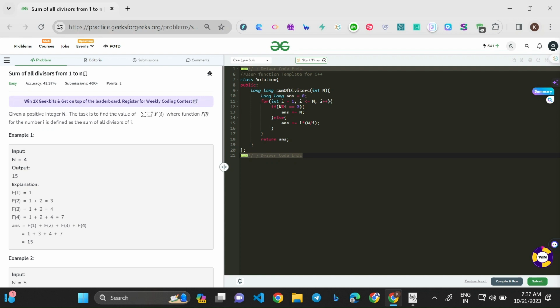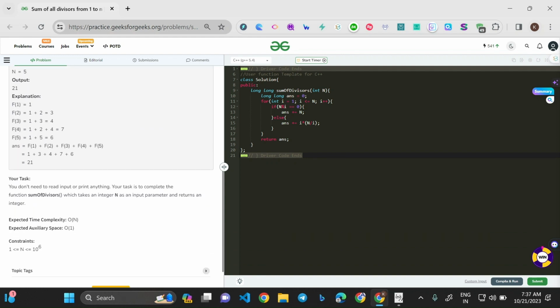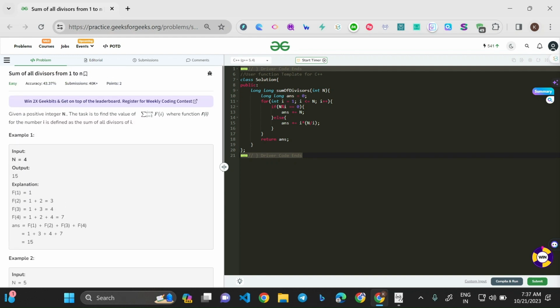So in today's video, we'll be solving the problem sum of all divisors from 1 to n. It's an easy level problem and it is the problem of the day on Geeks for Geeks. The company tags are not available. The question says, given a positive integer n, the task is to find the value of sigma i equal to 1 to n f of i, where the function f of i for the number i is defined as the sum of all divisors of i.